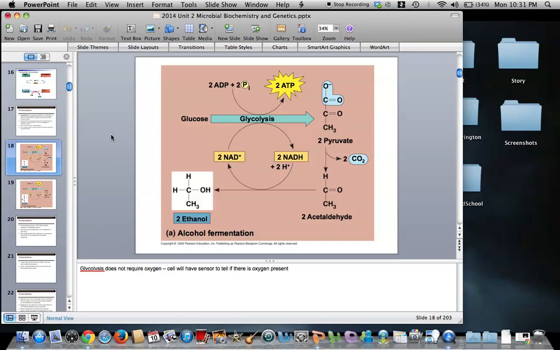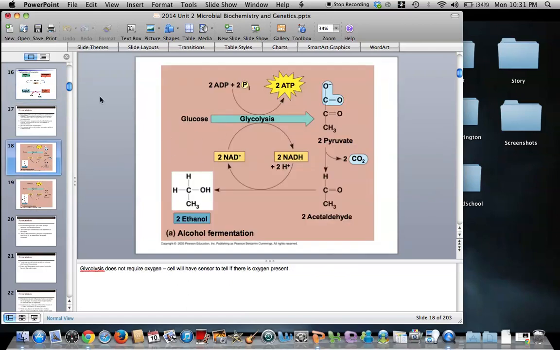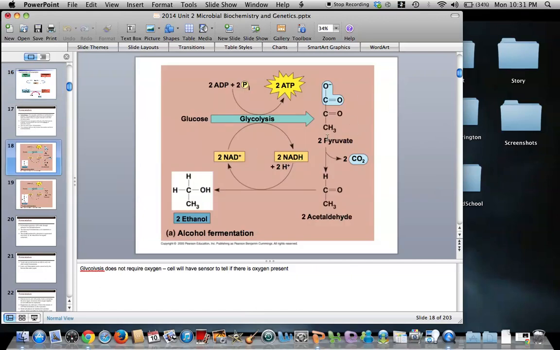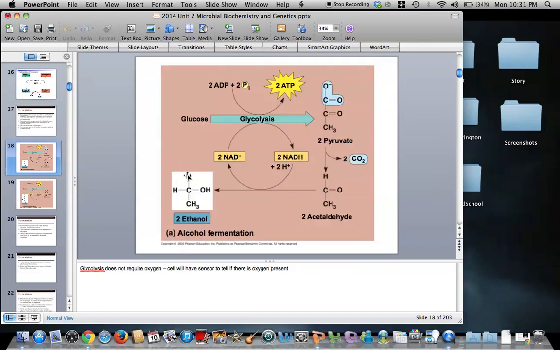You have glycolysis, you get your NADH, so this is your organic compound, glucose, and then your energy-rich compound is this pyruvate, and then that turns into acetaldehyde in this version, but that's unimportant. Your fermentation product, finally, is the ethanol after this gets reduced.